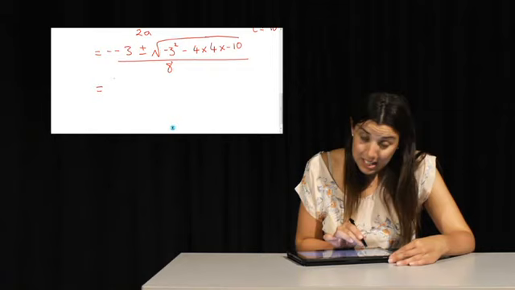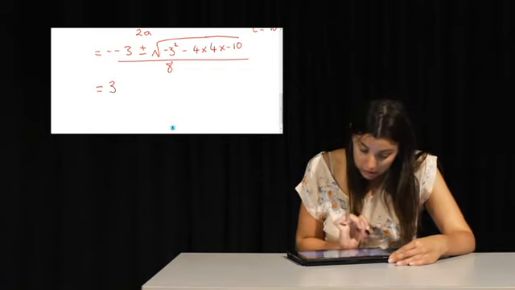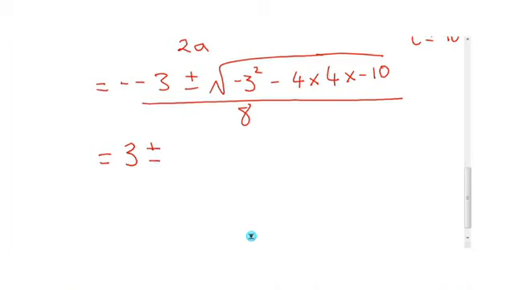So we then have negative 3, which is positive 3, plus or minus. If we look here, we have 9. Here we have 4 times 4, which is 16, multiplied by negative 10, which is negative 160, and we're actually adding them. So here we have our 9 add our 160, because there's 2 negatives together, which is actually 169.